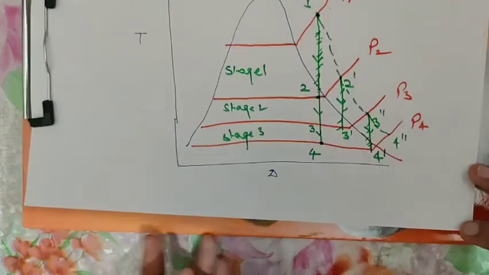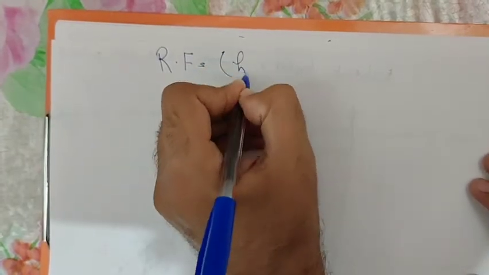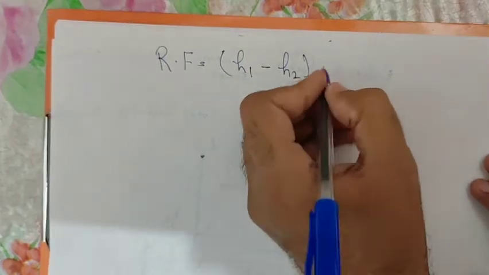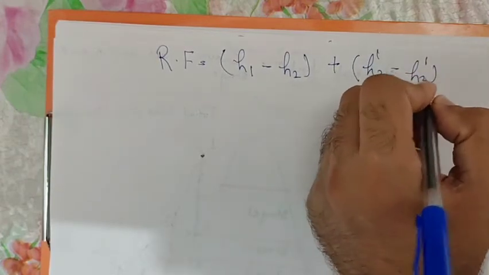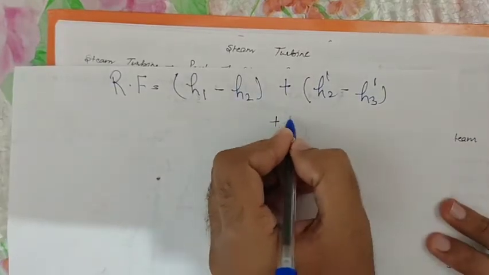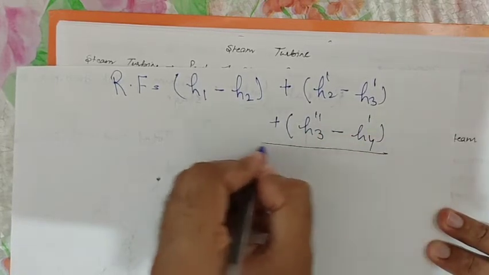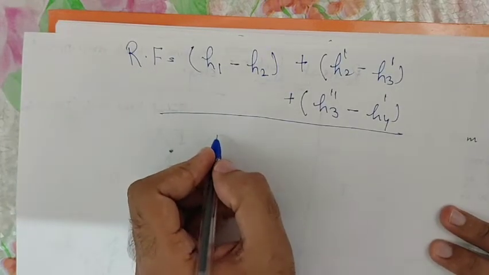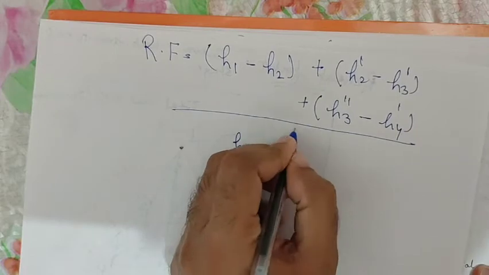So I can write it as RF is equals to the heat drop in stage 1, that is H1 minus H2, plus heat drop in second stage, that is H2 dash minus H3 dash, plus heat drop in third stage H3 double dash minus H4 dash, divided by the total enthalpy drop in one stage, that is P1 to P4, that is H1 minus H4 dash.